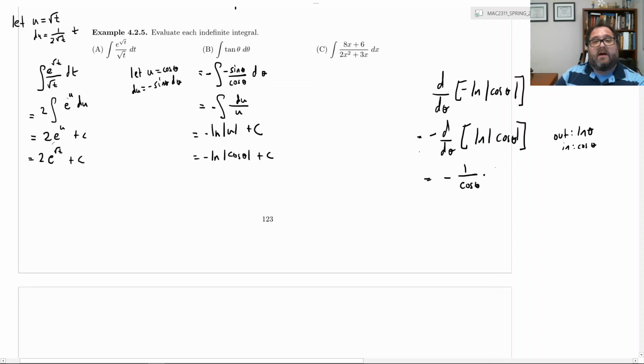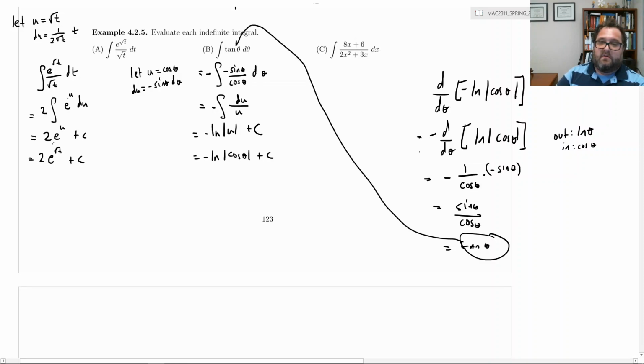And then we multiply by the derivative of the inside. What's the derivative of cosine? It's negative sine theta. Now, of course, we get a double negative, which leaves us with a positive sine theta over cosine theta, which is tan theta. Of course, tan theta being the original integrand. So our solution is indeed correct.